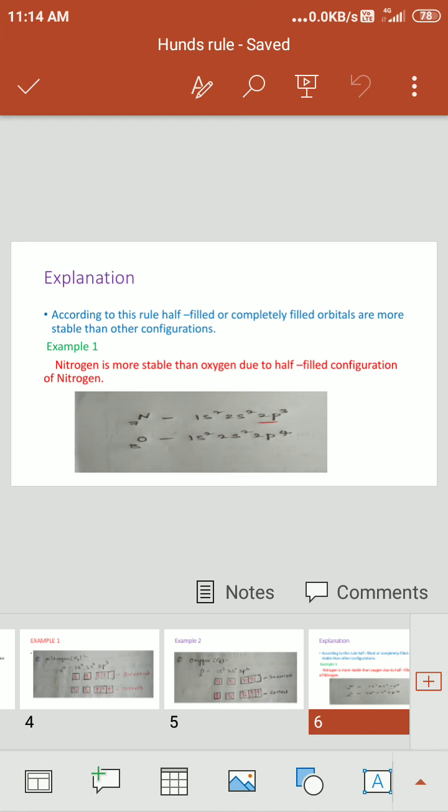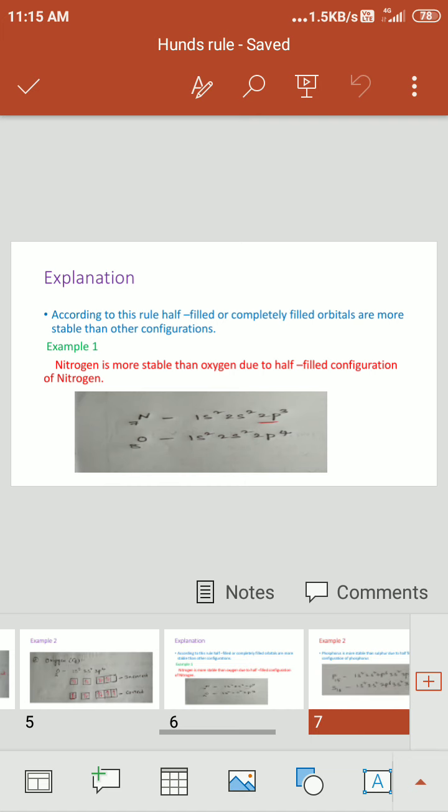Why? Nitrogen is more stable than oxygen. We have to write the electronic configuration. Nitrogen, atomic number 7, configuration 1s2, 2s2, 2p3, and oxygen electronic configuration 1s2, 2s2, 2p4. Here we observe the valence shell electronic configuration. For nitrogen, the valence shell has 3 electrons, and for oxygen, the valence shell has 4 electrons. The maximum number of electrons in p orbitals is 6, so half is 3. Hence nitrogen has the half-filled configuration, so it is more stable than oxygen.